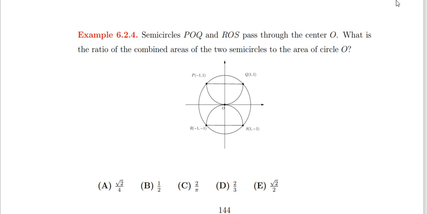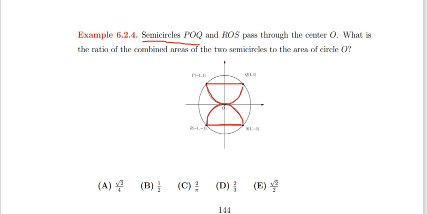Okay, so this problem says semicircle POQ, and semicircle ROS. There are two semicircles that pass through the center O. So what is the ratio?